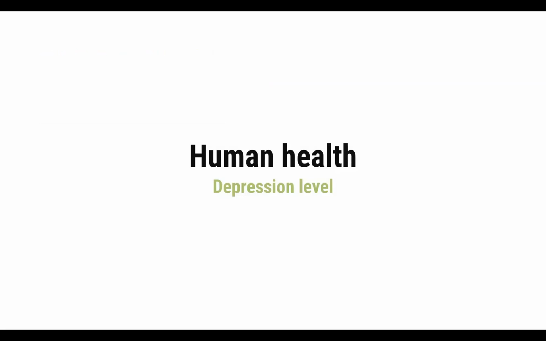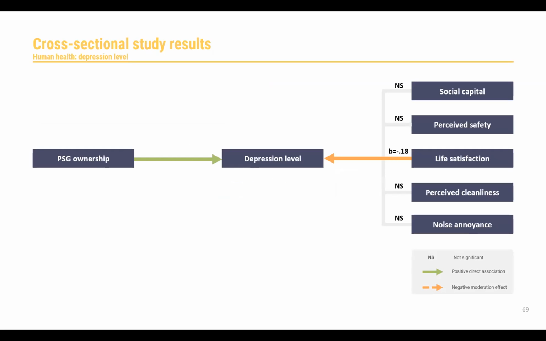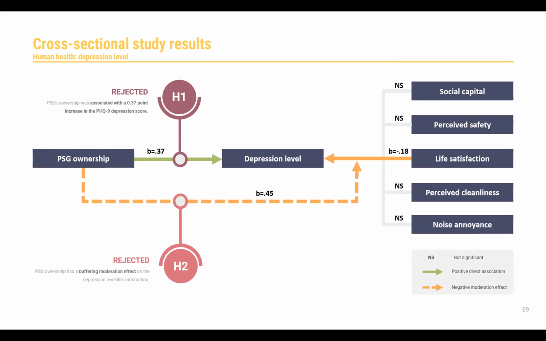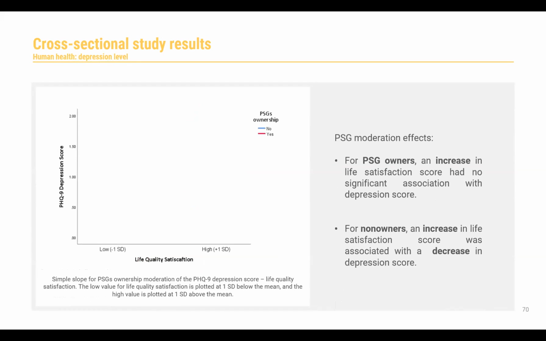Concerning mental health measured with the PHQ-9 depression questionnaire, we found that PG's ownership was associated with an increase of 0.37 points in the PHQ-9 depression score, while PG's ownership also had a buffering moderation effect on the depression level, life satisfaction association, which means that for PG's owners, an increase in life satisfaction score had no significant impact on depression score, while for non-owners, an increase in life satisfaction score was associated with a decrease in depression score.